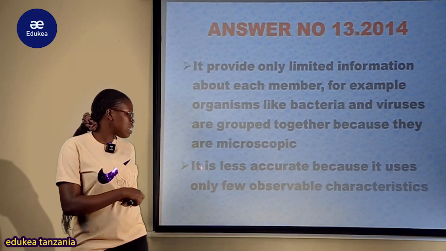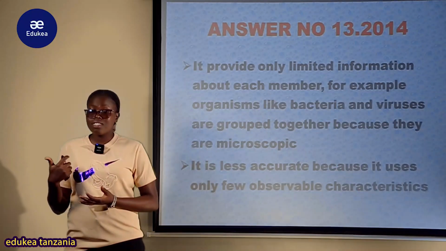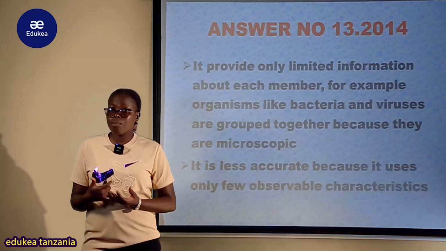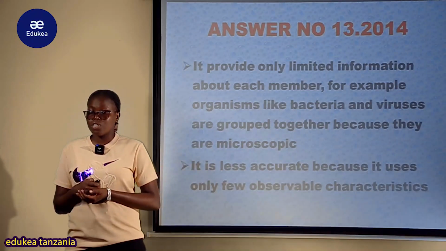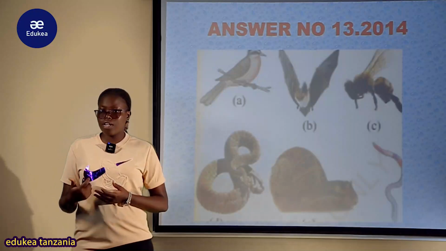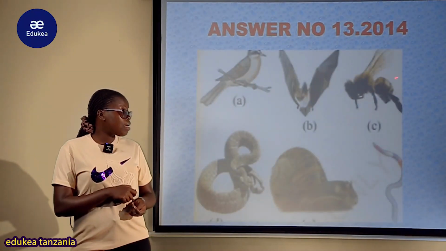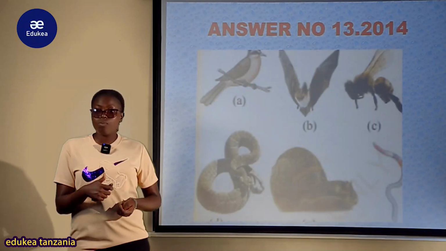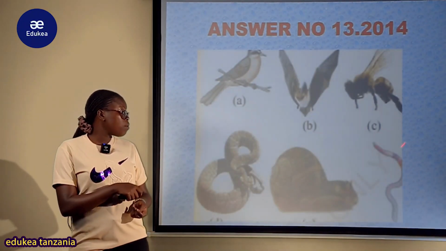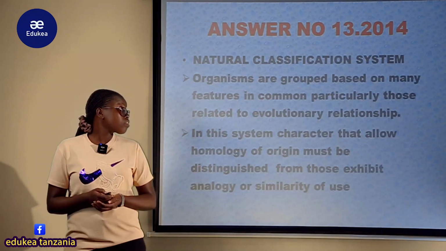Vile vile it is less accurate because it uses only few observable features. It cannot be subjected to scientific approval kwa sababu it just uses only few observable features, only one criteria katika classification of the organism. And this is an example of the artificial classification system. Unaangalia hapa ndege, bats pamoja na bees wamebaki classified katika same group kwa sababu wote wana wings. Lakini nyoka, konokono pamoja na earthworm wamebaki classified katika same group kwa sababu wote ni legless, kitu ambacho sio kweli.